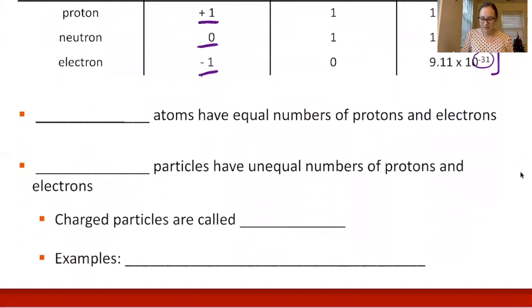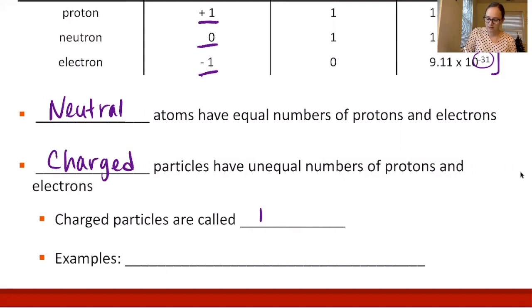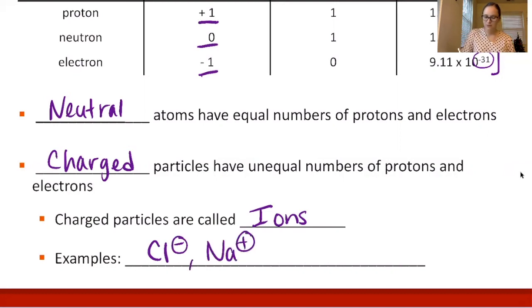When atoms have equal numbers of protons and electrons, they're called neutral, which contrasts with particles that have unequal numbers of protons and electrons, which are called charged. Charged particles have another name: they are called ions. Some examples of ions could be a chloride ion, where you have a negative charge on the chlorine. Could have sodium, for example. We can also have something like hydrogen, which has a positive charge typically, or bromine, which has a negative charge. These are all examples of ions.